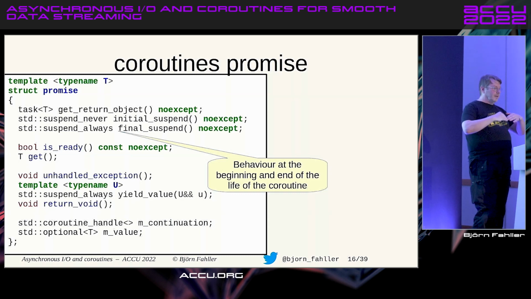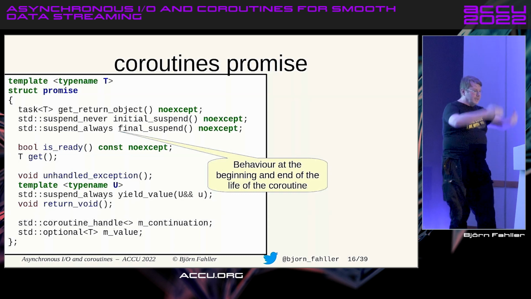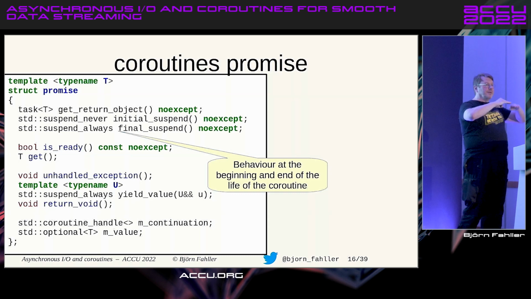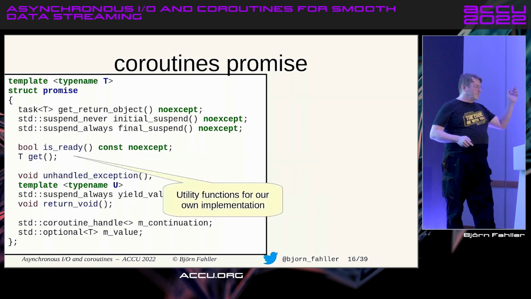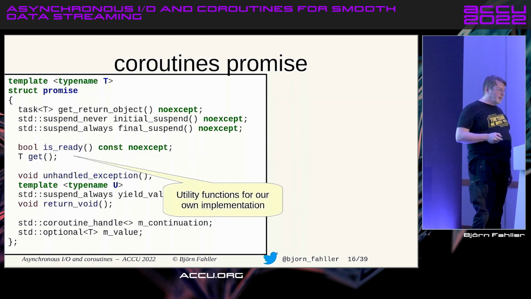So when the object is created, it calls initial_suspend, and if it says suspend_never, then it continues executing. If it says suspend_always, then we're done there, and continue with something else. Here are some extra helper functions. These are not absolutely necessary.